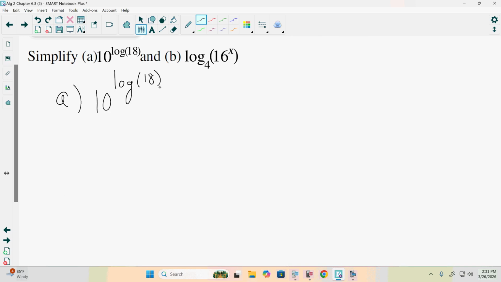10 to the log of 18 would be 18, because the log and its base are the same. As long as they're the same, it simplifies like this here.